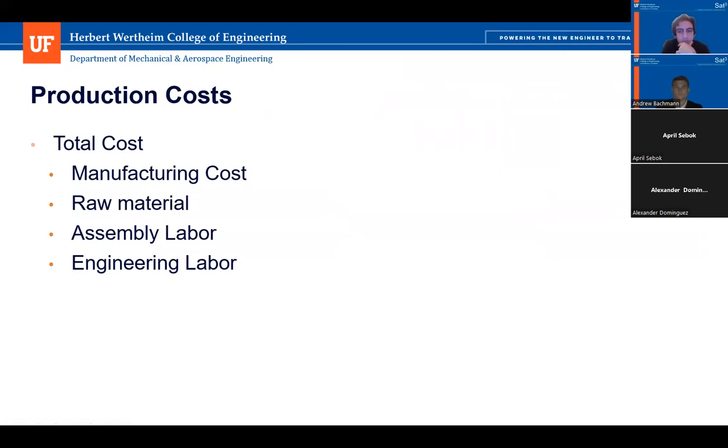Moving on to production costs. To calculate total production costs, we've considered manufacturing costs, raw materials, assembly labor, and engineering labor. The manufacturing cost was obtained from the process costing table with multipliers for specific materials that needed to be machined. The off-the-shelf units came from vetted suppliers, including McMaster-Carr and AAC ClydeSpace. We've done this calculation for 1 unit production, a scale run of 100 units, and a prototype for testing. Next slide.